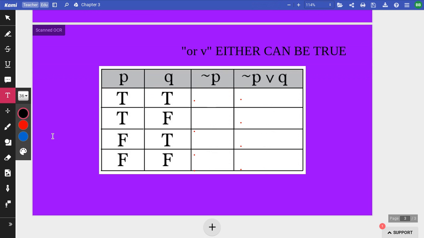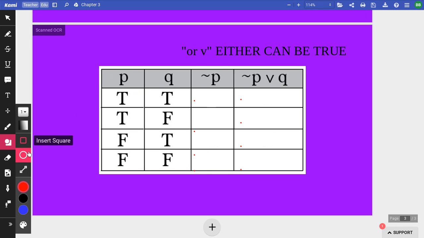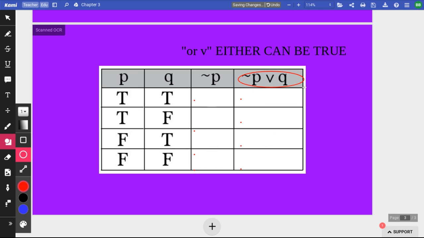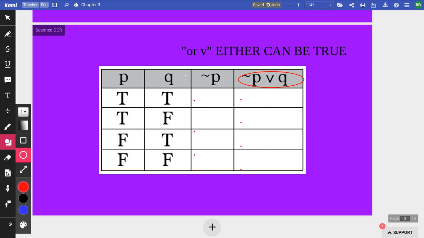So our end result we're looking for here, this is our goal. But to get here, we have to first look at what they gave us. True, true, false, false, true, false, true, false. And then we have to conduct a not P, the negation.